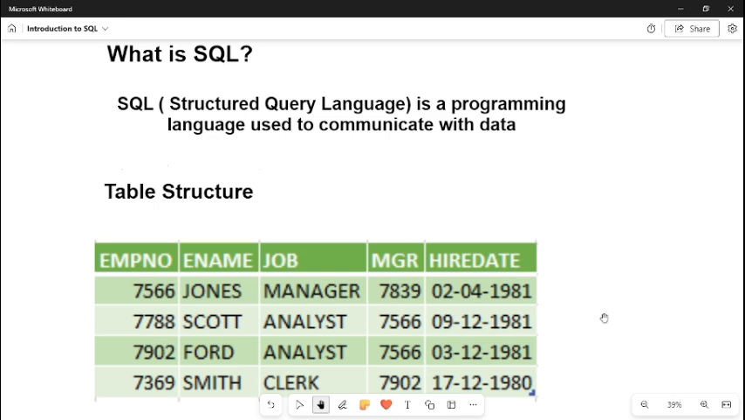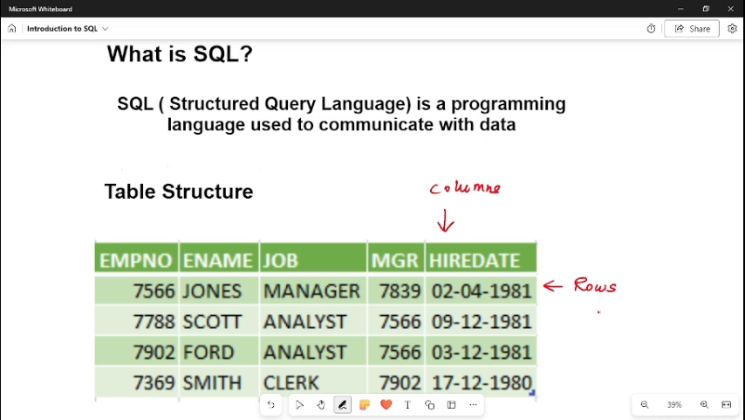Now, the data is stored in a database. But how is this data stored? It's stored in a tabular format. As you can see on the screen, the table is given. And in this table, all these verticals are called the columns. And all these horizontal lines are the rows. So a table is nothing but a combination of columns and rows.